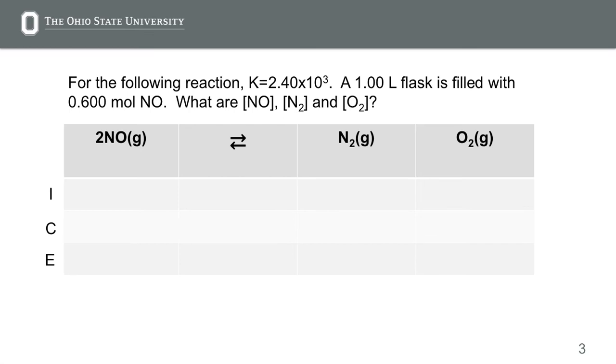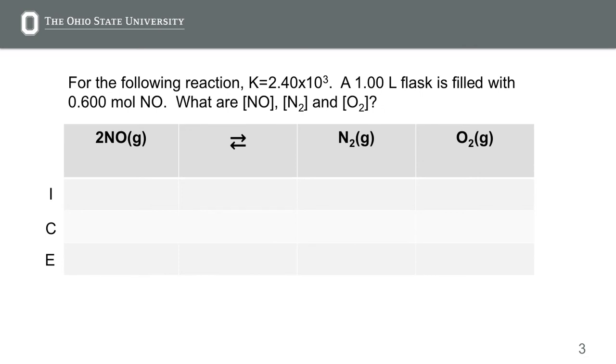I want to do one more example because there's something nice that happens mathematically in this problem, and I want to make sure you're all aware of it. So here we have a reaction of NO gas in equilibrium with N2 and O2. We're given the equilibrium constant for this reaction. It's 2.4 times 10 to the third. We have a 1 liter flask, and we put in 0.6 moles of NO. And we want to find the equilibrium concentrations.